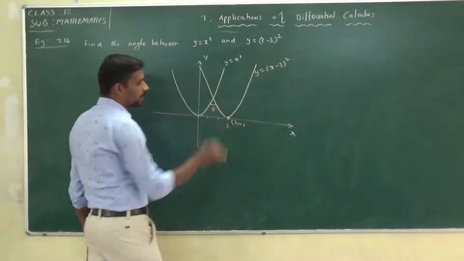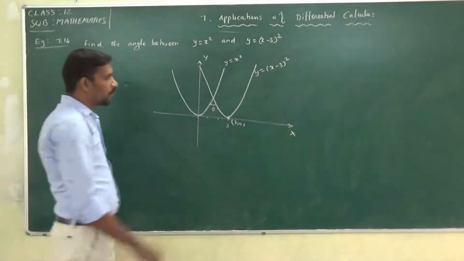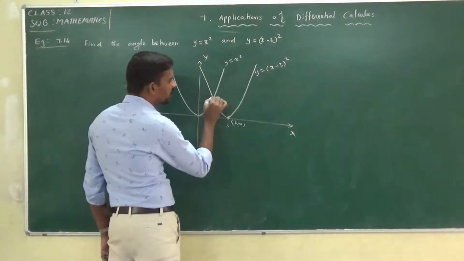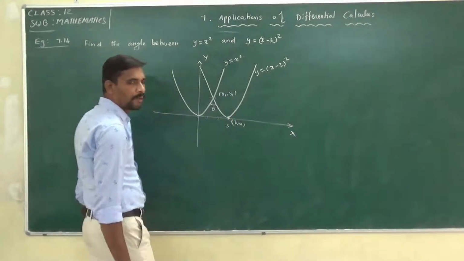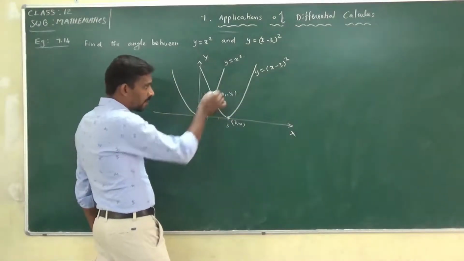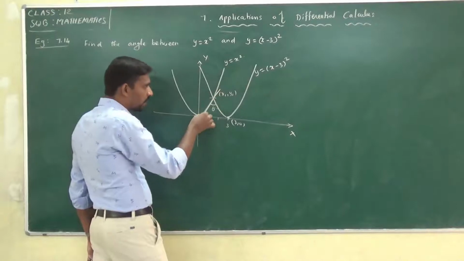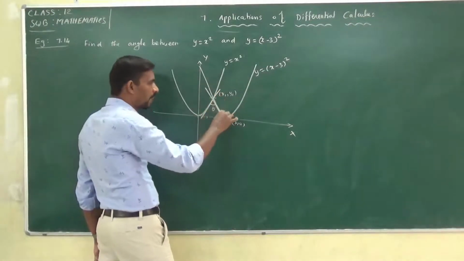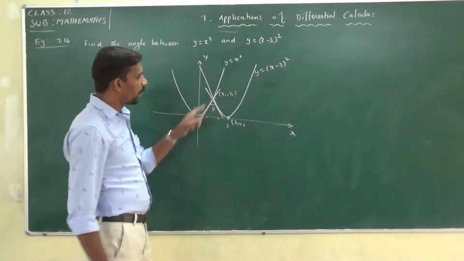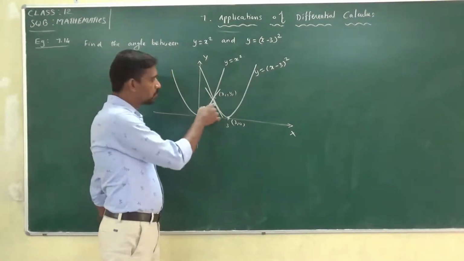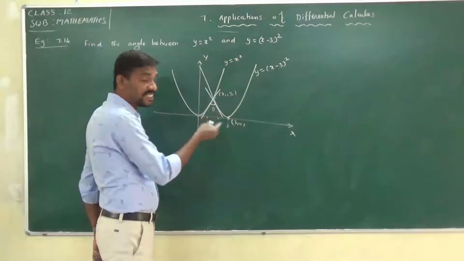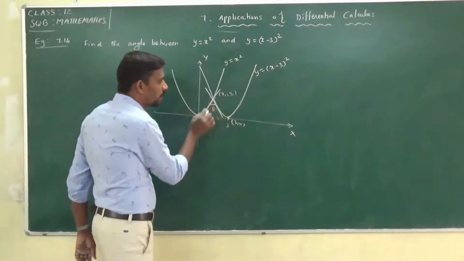Okay, so this is theta. Before that, we want to find out the point of intersection, (x1, y1). And next, we want to draw a straight line, that means a tangent line, and make it so that the angle between these two straight lines is equal to the angle between these two curves.